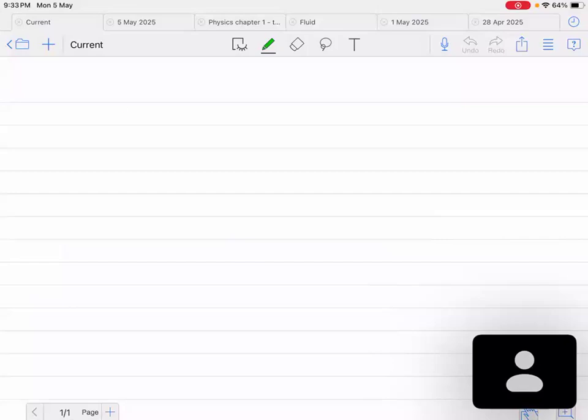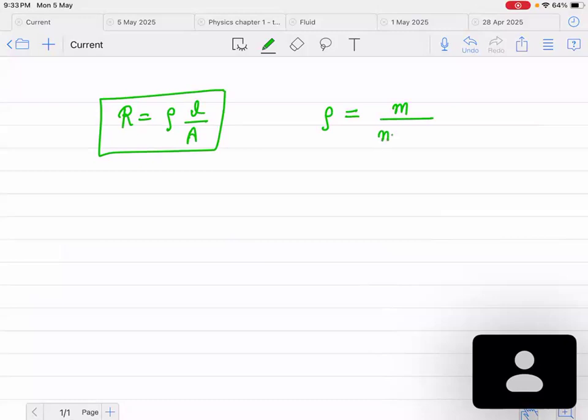The expression was R is equal to rho L upon A, where rho is the resistivity and rho is equal to m upon n e squared tau.